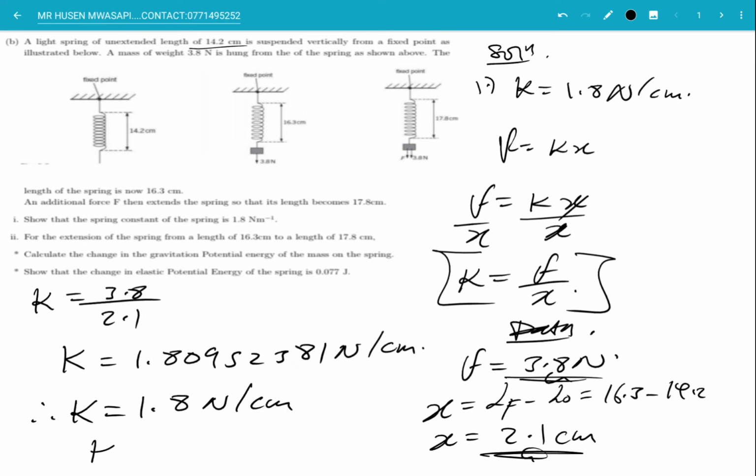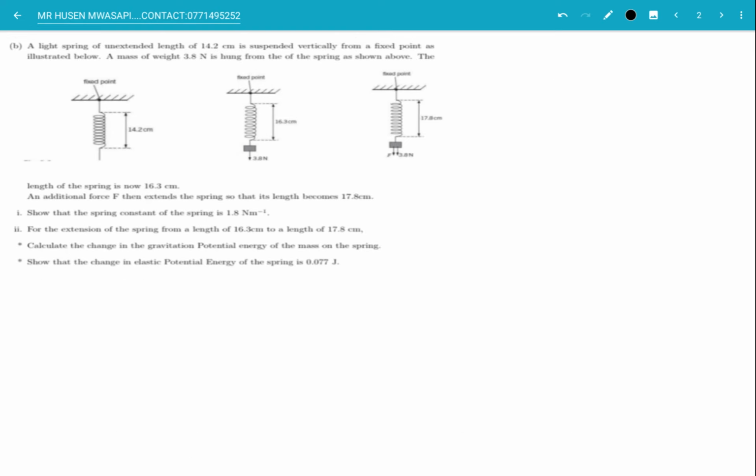This can also be written as K being equal to 1.8 newtons centimeter to the minus 1. So we can say, hence shown. As simple as possible.